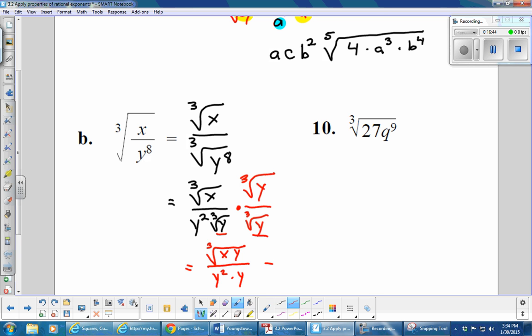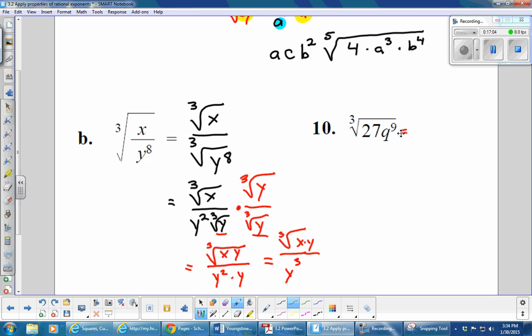And now for your final answer, you should combine the bottom, make it y cubed. On the top, just make it the cube root of xy. And then you're done, okay? So there's nothing else to it. So that's your final answer right there. Okay, a little tricky, but let's try the next one. Let's see how you do.